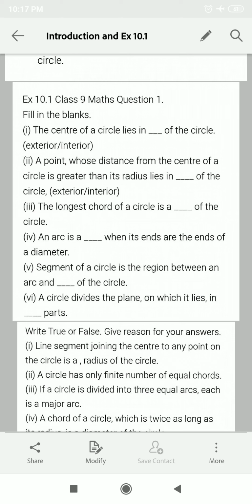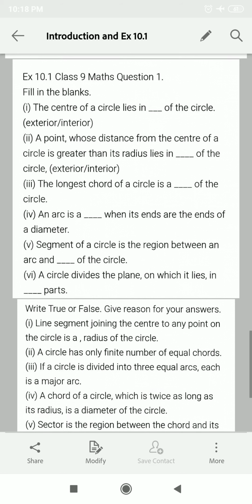So the arc is a semicircle. It will become a semicircle and both the arcs are equal. So it will divide into 2 equal halves, that is, both are known as semicircles. Fifth part, the segment of a circle is the region between an arc and dash of the circle. So the segment is basically the region between the arc and the chord. Sixth part, a circle divides the plane on which it lies into 3 parts. Which 3 parts? Interior, exterior and on the boundary of the circle. These are the 3 parts.